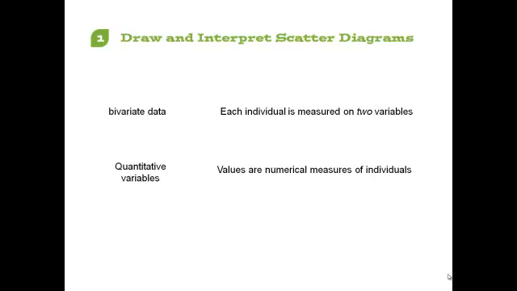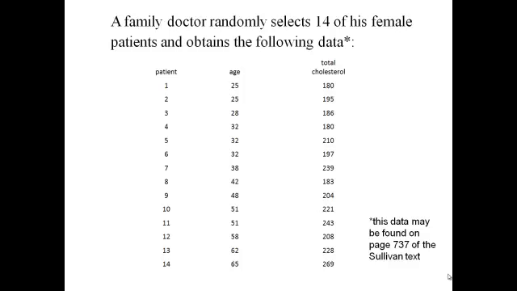So again, we're going to have bivariate data, that is two variables measured on each individual, and those variables are going to be quantitative measures of some kind, numbers. Now the example that we'll use throughout this section involves the variables age and cholesterol. Let's assume that a family doctor has selected 14 of his female patients and he gets the following data. I've got 14 rows of data representing the 14 patients numbered 1 to 14, and on each of those patients we've got two variables measured: age and total cholesterol. Again, this is bivariate data because we have two variables measured for each individual, and the variables here are quantitative. That is, their values are numbers.